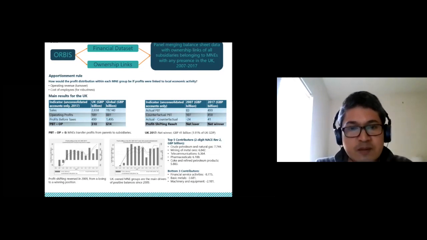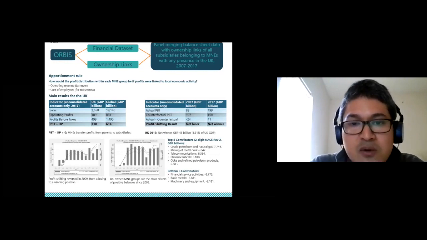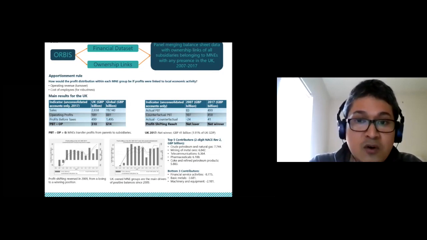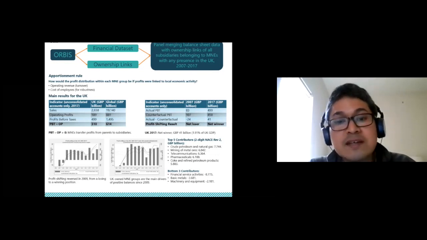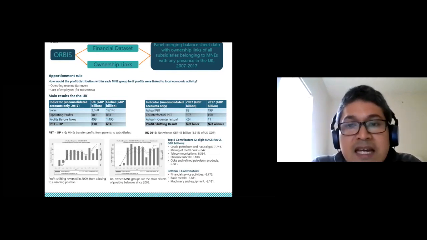If we want to be more specific and we look at the next graph, in which we only consider the profit shifting practice by UK-owned multinationals working in the UK, we realized that this type of multinationals, those that are owned by UK firms, are the main drivers of this positive balance found since 2009.